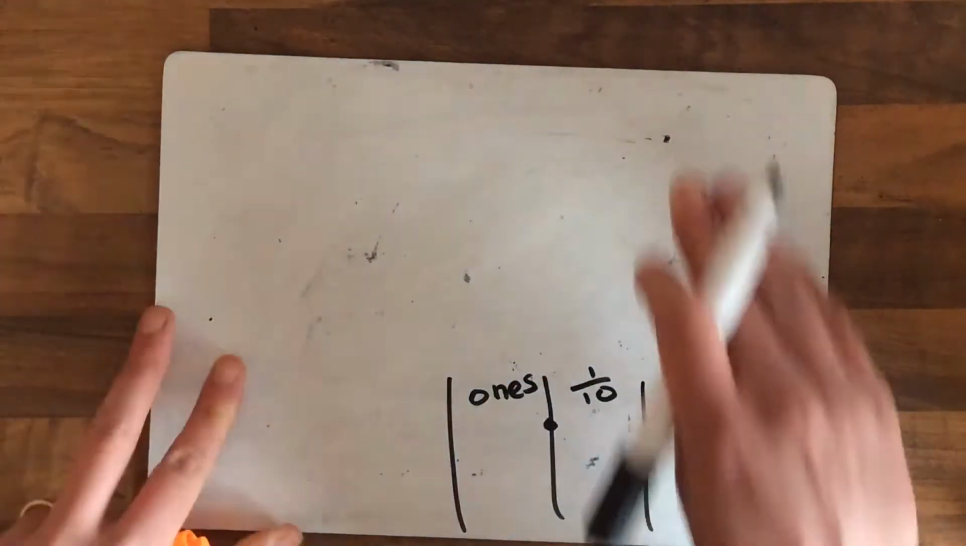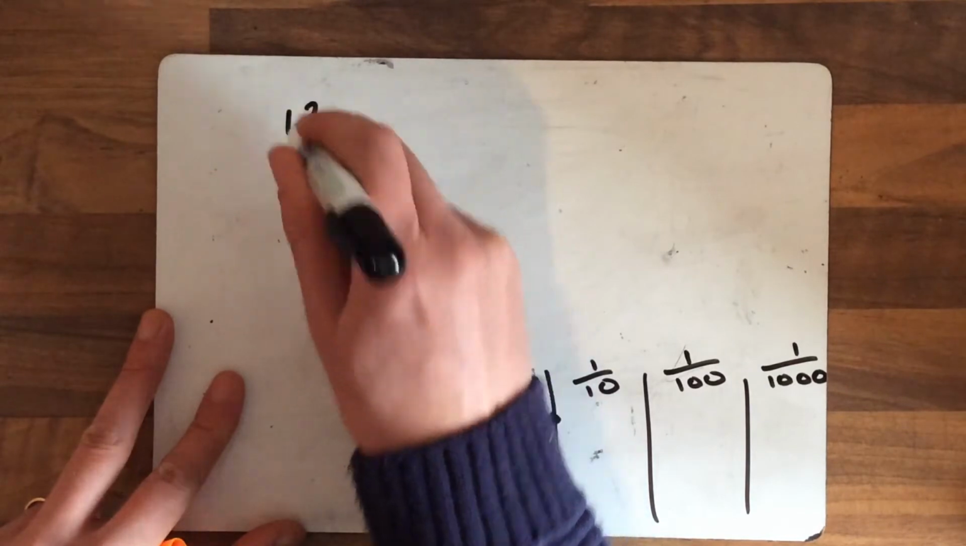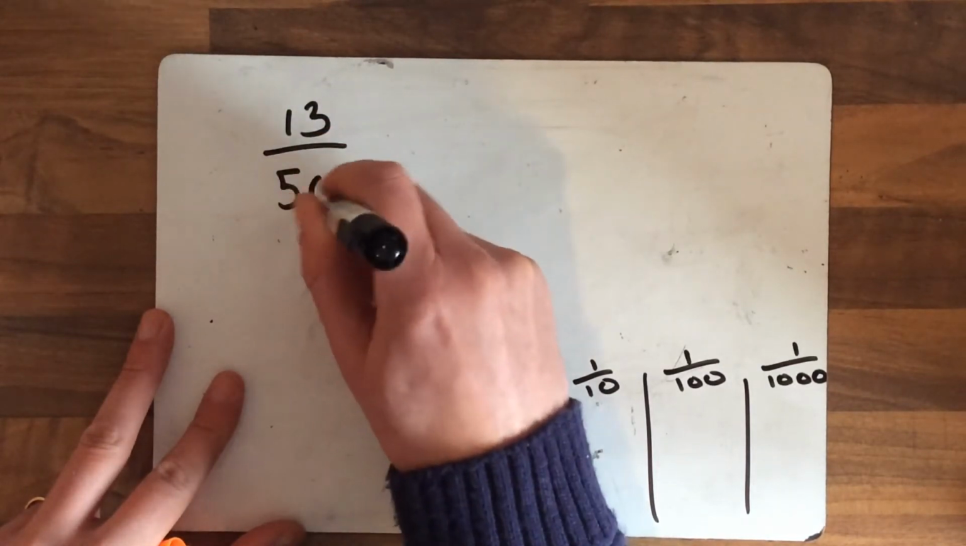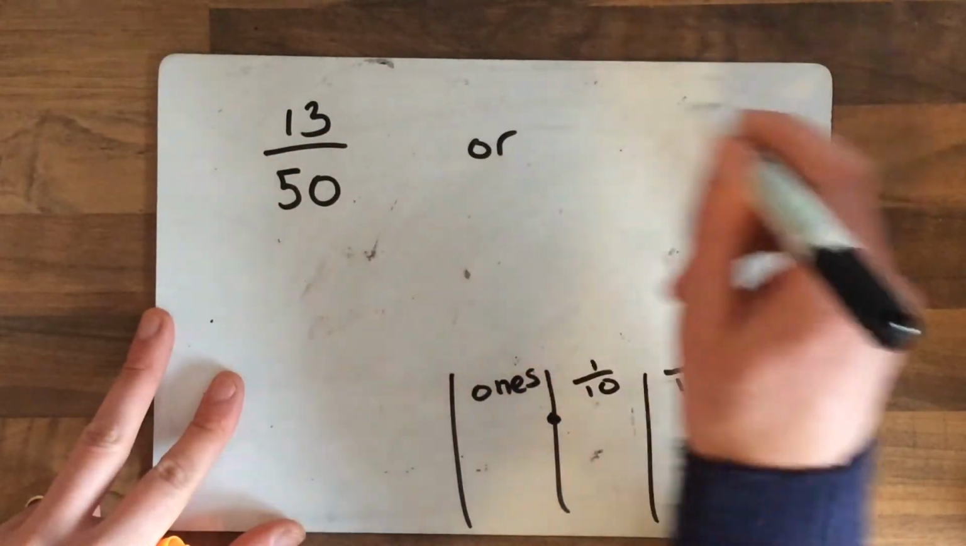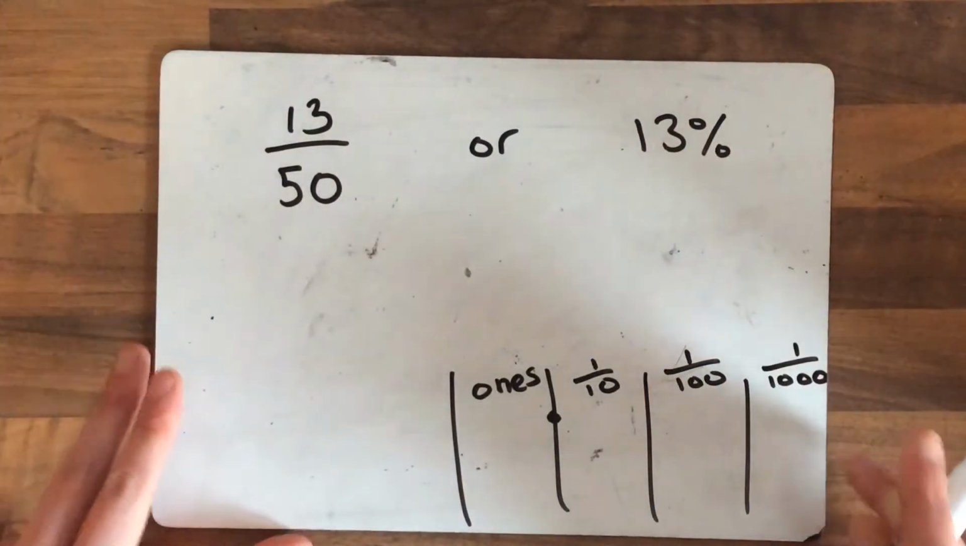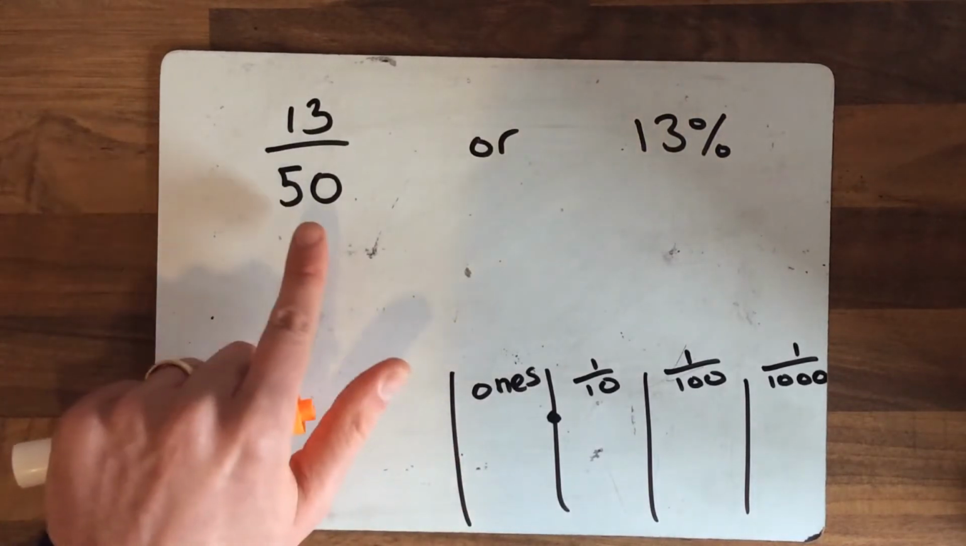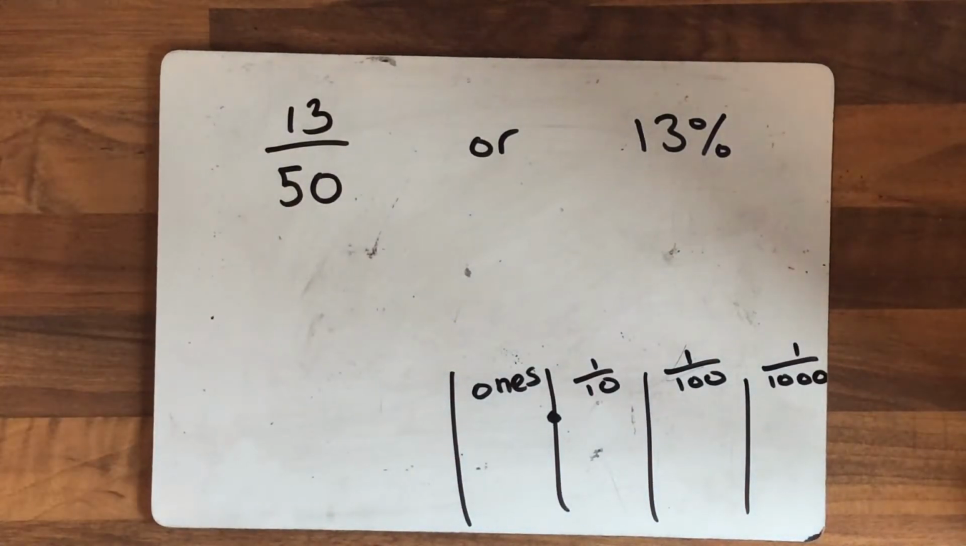Right, let's have a look at this. Let's have a look at 13 over 50 or 13%. Now straight away you can see we've got the two numbers here are identical, 13 over 50 or 13%. So it might initially make you think, oh, they're the same size again. However, they're not. The reason being is this 50 is not yet 100.